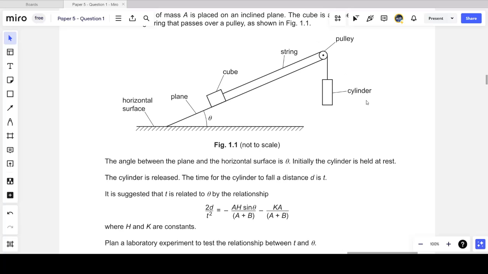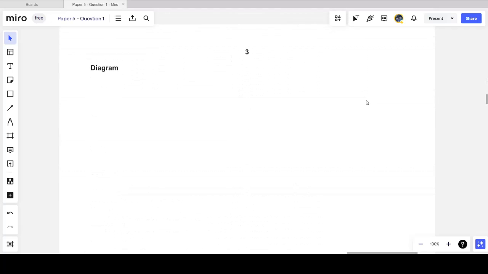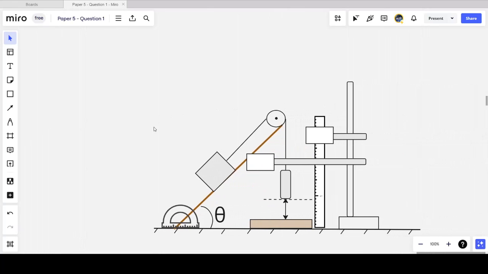The first thing you always need to do is to draw your diagram. Again, if someone's walking into a lab to set up this experiment, they need a diagram so that they have an idea of what you're setting out to do. I've already drawn this diagram, and obviously this will take you time.